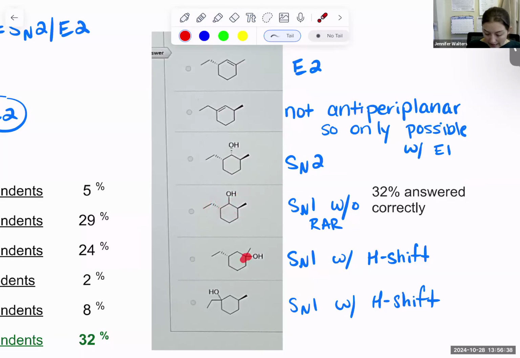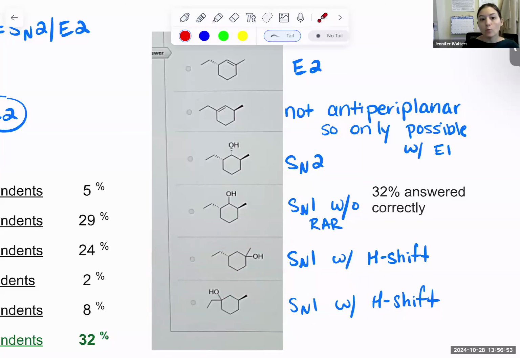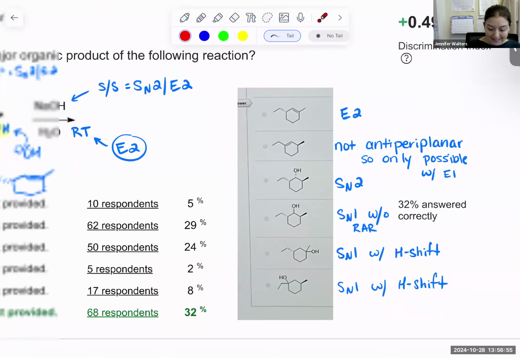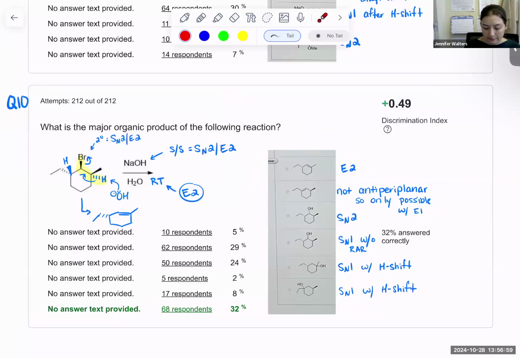Then this would be if you had SN1 with a hydride shift to the right, then you would get that product. SN1 with a hydride shift to the left, you would get that product. So if you did SN1, both of these would be your major organic product. But again, we didn't do SN1, we did E2, and so we had to have the antiperiplanar hydrogen, so only the top alkene was our possible product.